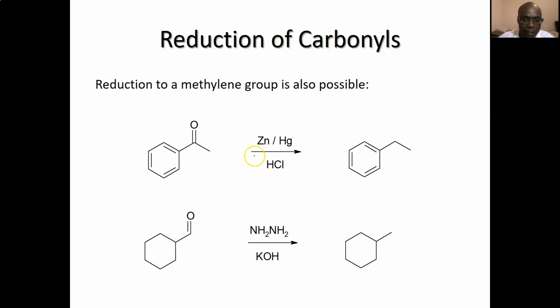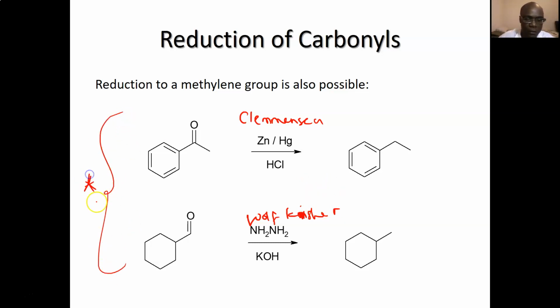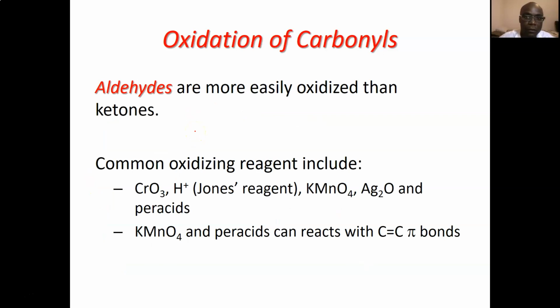Okay, there are other possible reducing agents. This one we call Clemmensen. It's not in your book. This one is called Wolff-Kishner, but I won't discuss that. It's not in your book, so ignore this slide. Okay, next time we'll talk about oxidation of carbonyls.